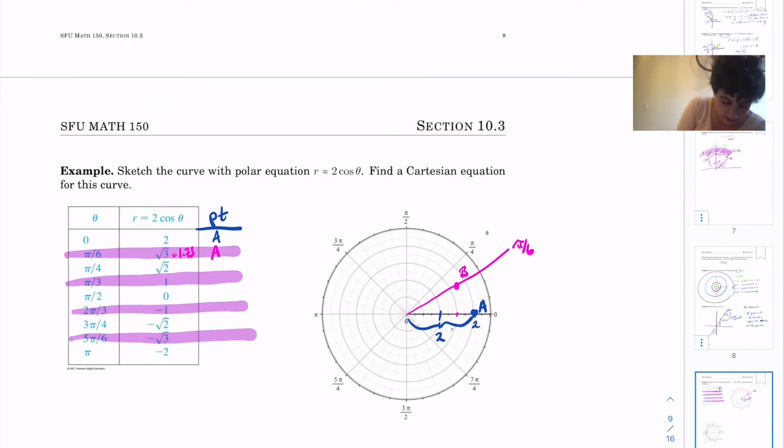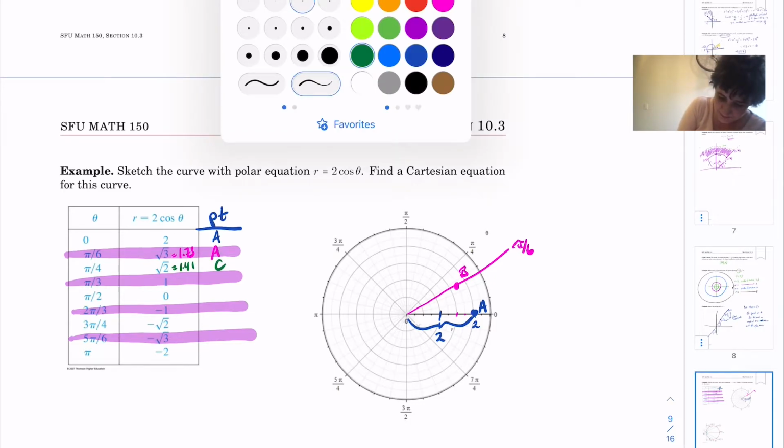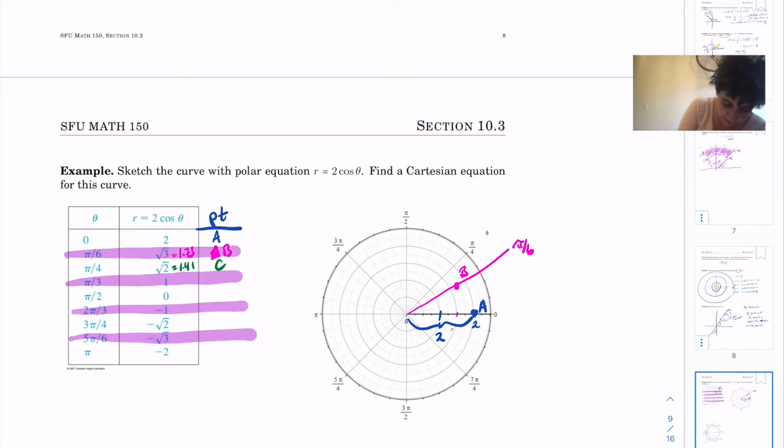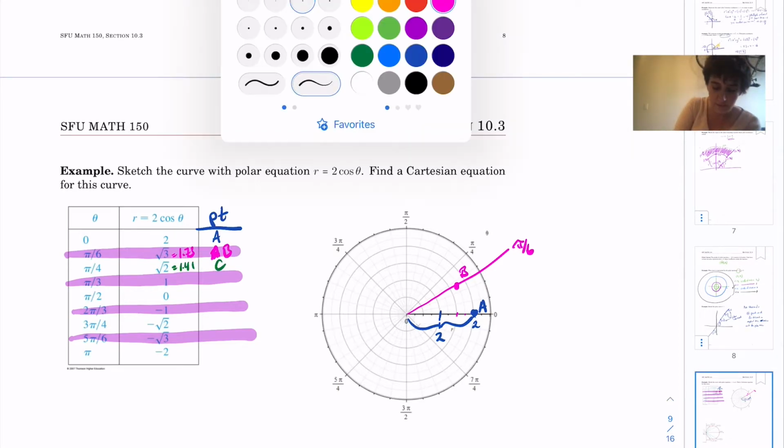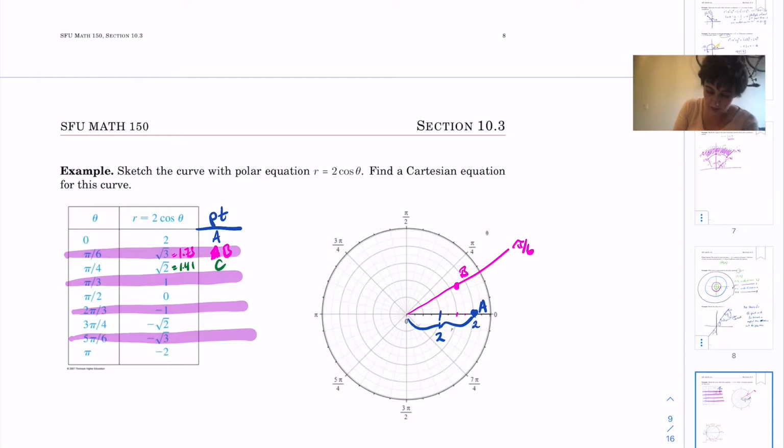Moving on, square root of 2, that's about 1.41. This is supposed to be B, excuse me. Now, pi over 4, we do have a ray for that. That's right there. I will undo it so it's a little easier to see. I'm going 1.4, so that's a little bit inward here. We're going to call that point C. Very nice.